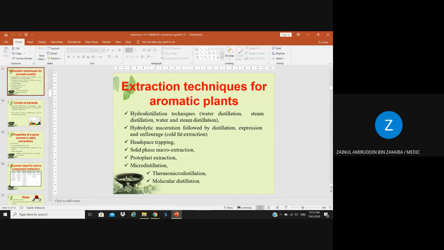So these are some of the techniques used for aromatic plants. Sometimes you are looking for aromatic plants, and you want to isolate the essential oil for the preparation of perfume. So this is some of the methods used. But when you are working on medicinal plants, normally you use another type of extraction.